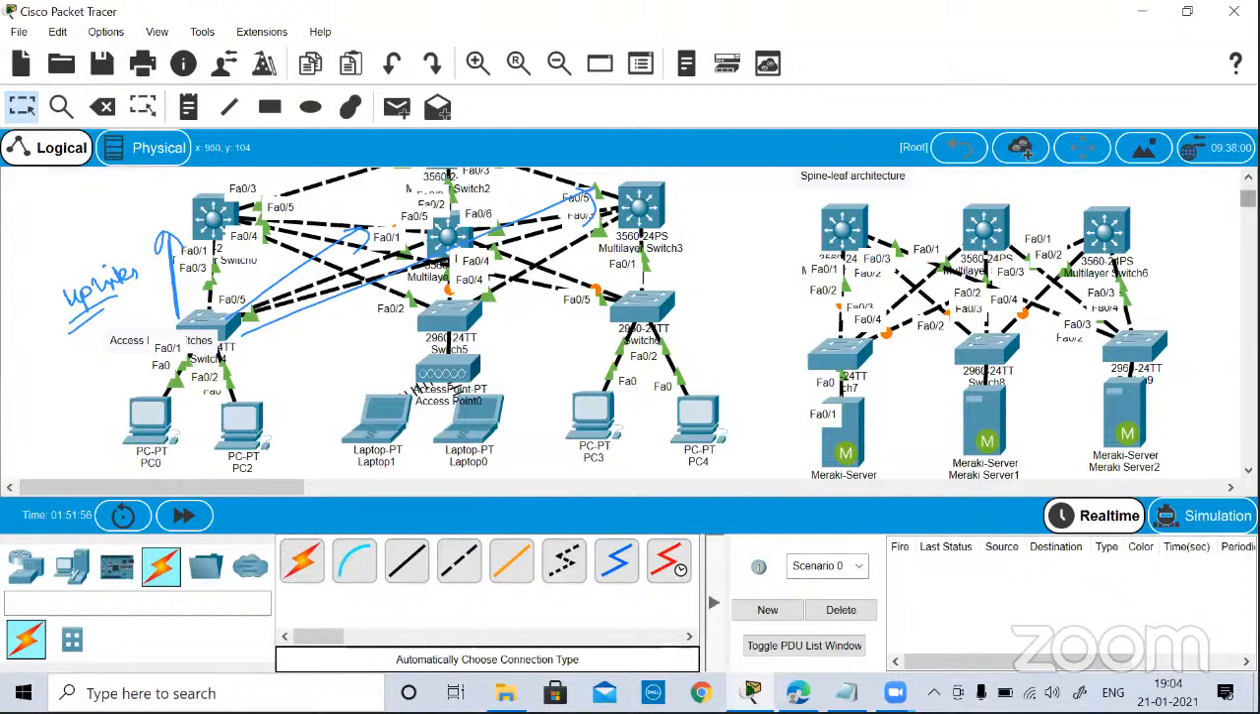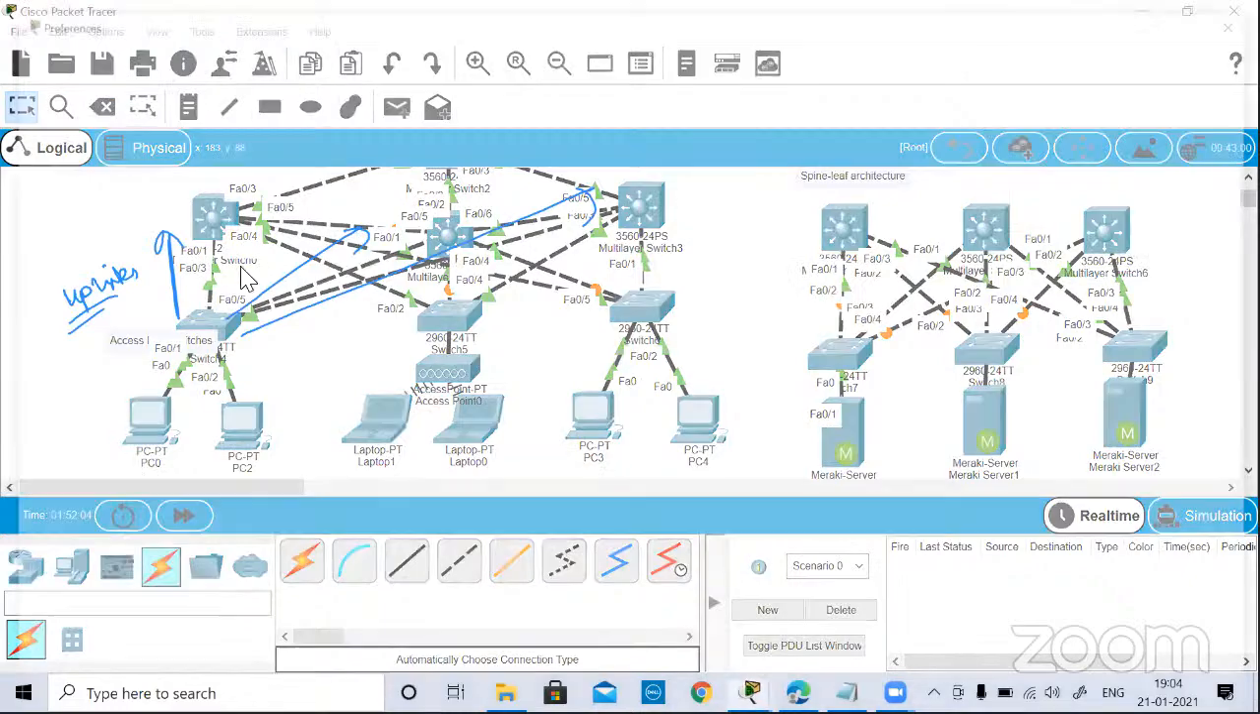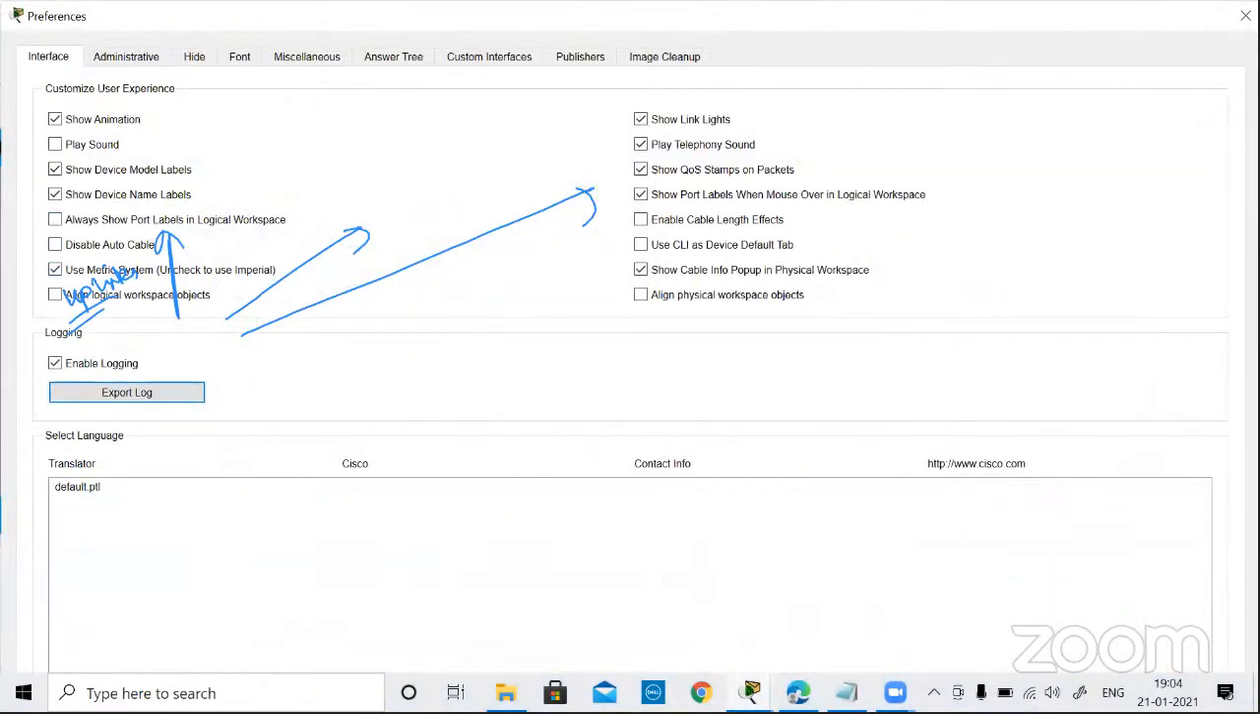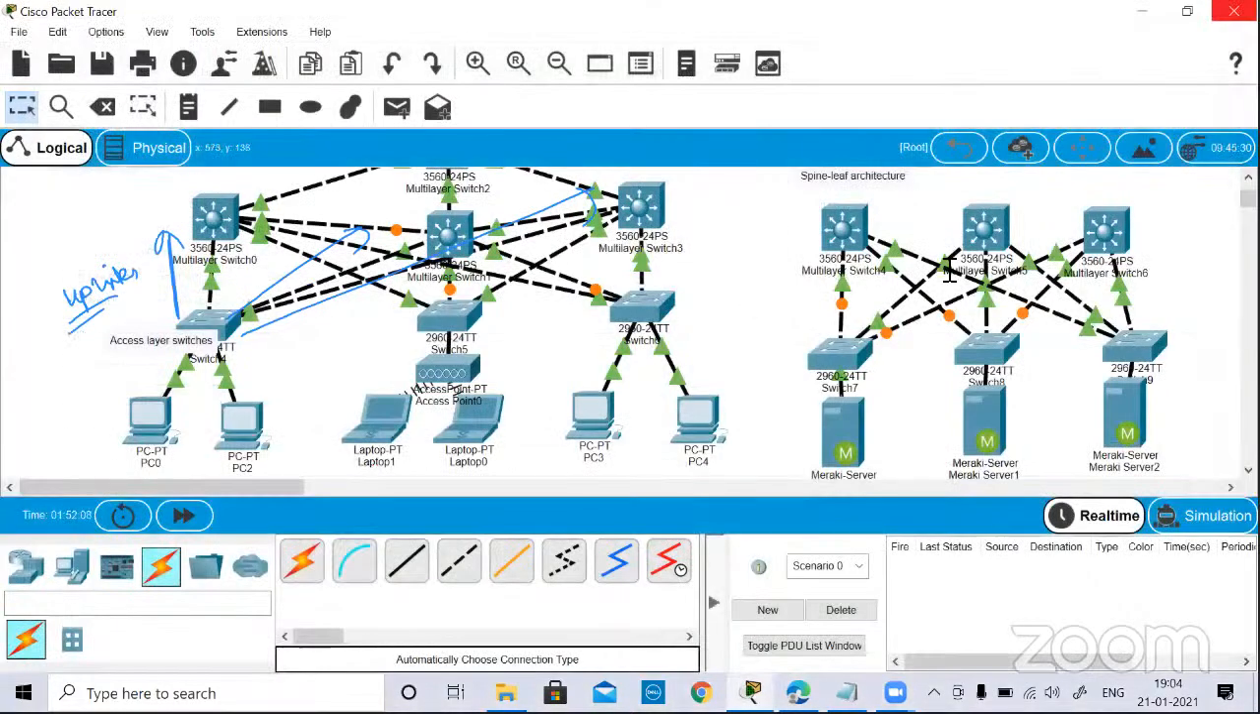Now again, you will require something if you want to communicate between the different distribution switches. Now I have 3 distribution switches in my place. Let me just remove this labeling which I was showing there. Now it seems a bit better.